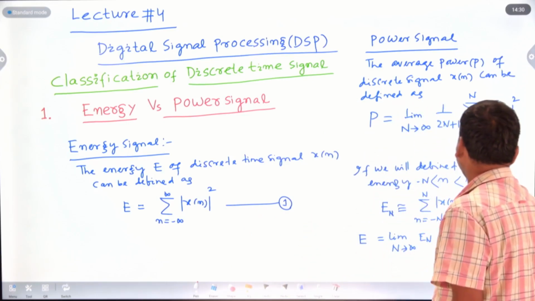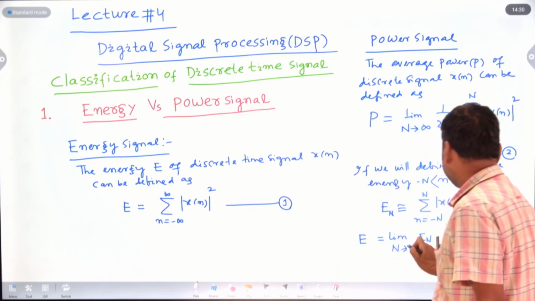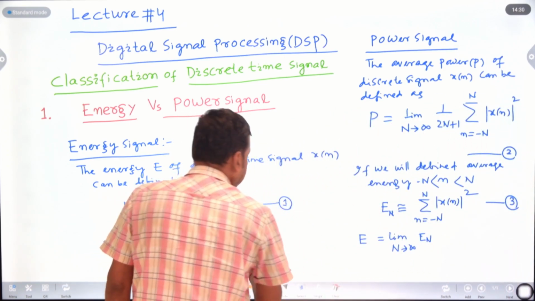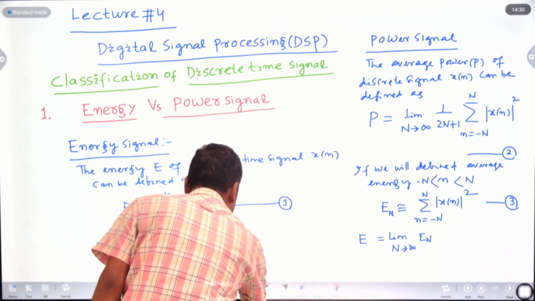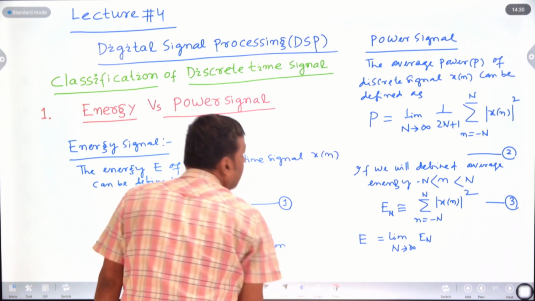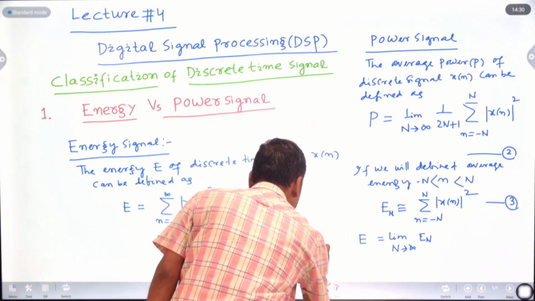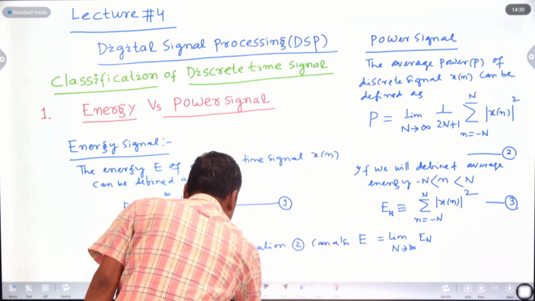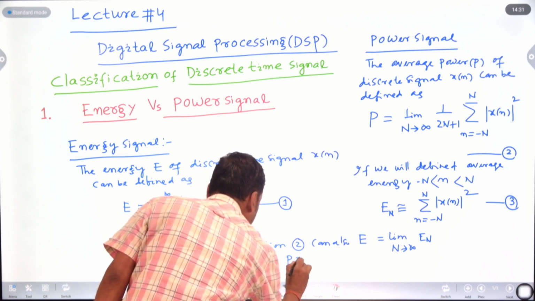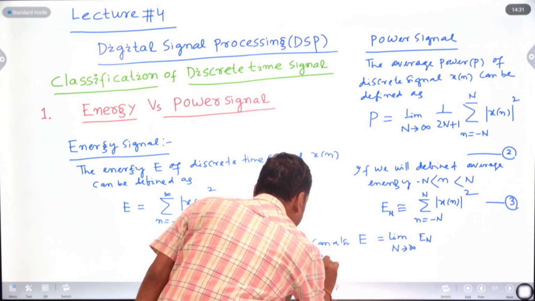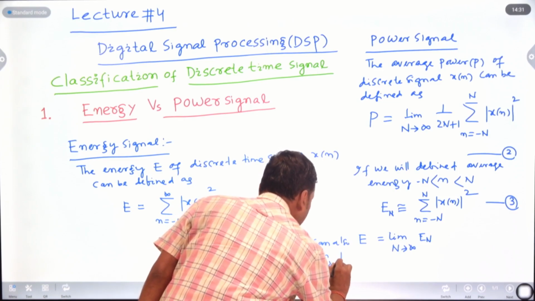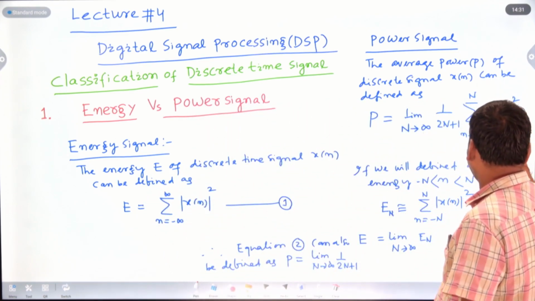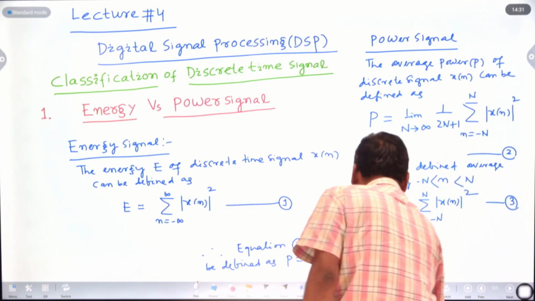Then equation 2 can be written as what? In place of the sum of |x of n| squared, the power can also be defined as P equal to limit N tends to infinity 1 by 2N plus 1. Here, in place of the sum from minus N to N of |x of n| squared, I can write E N.